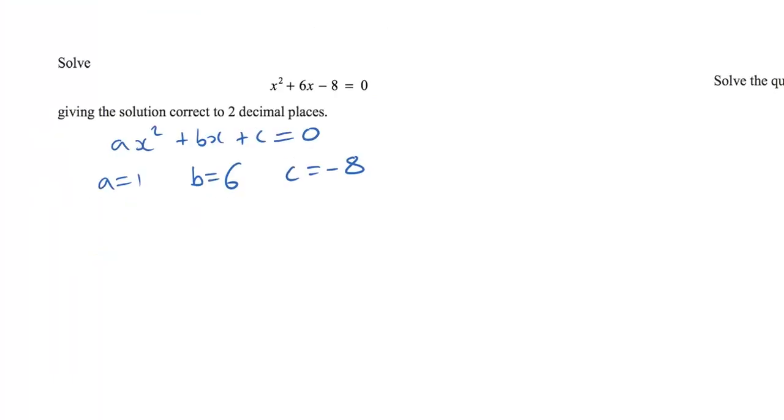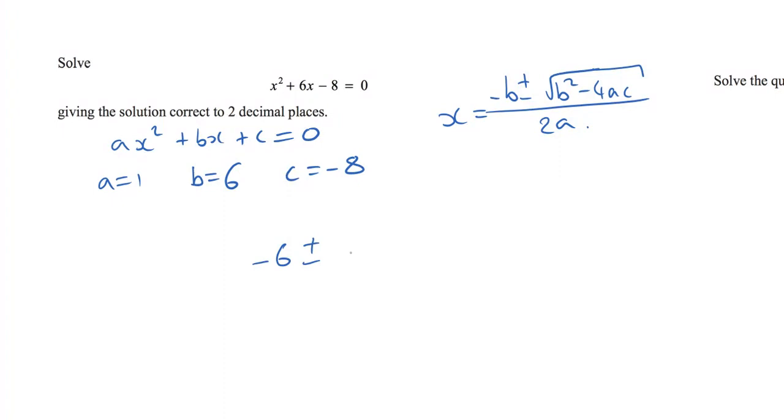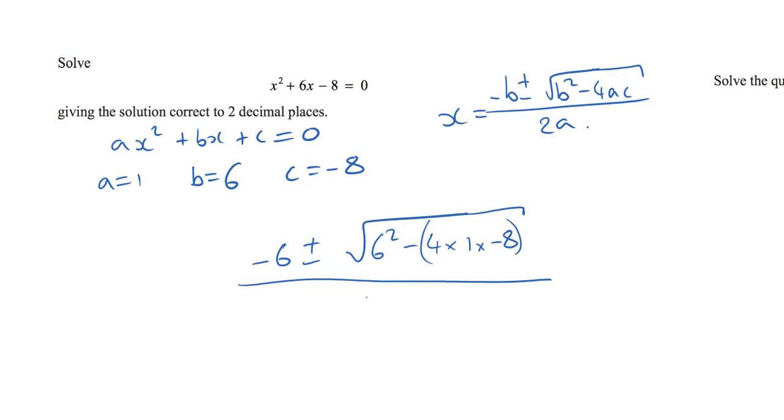Okay, so now we've identified what the a, b, and c are. It's time to use that quadratic formula. So x is equal to minus b plus or minus the square root of b squared minus 4ac, all of that divided by 2a. So all we've got to do is put the numbers in. So minus b would be minus 6 plus or minus the square root of 6 squared minus 4 times 1 times minus 8. Now, I'm going to put that in a bracket. It just helps me to make sure I'm thinking about those negative numbers correctly. All of that divided by 2a, so that's 2 times 1, which is just 2.